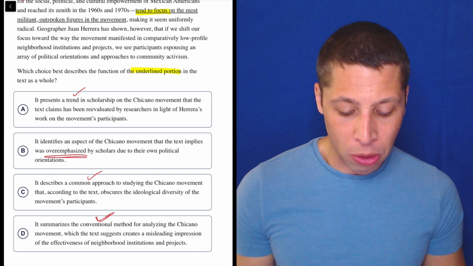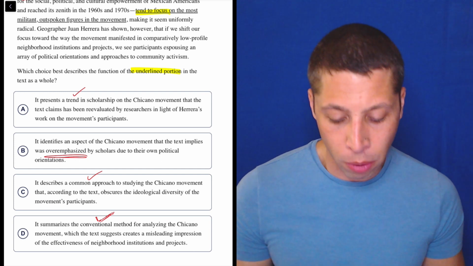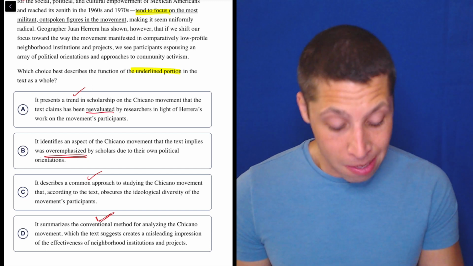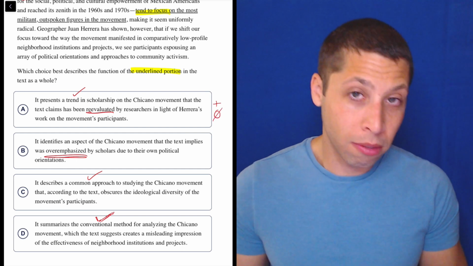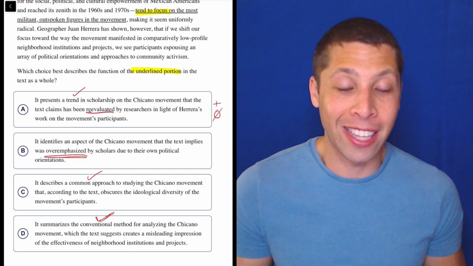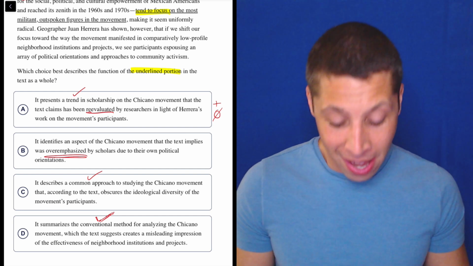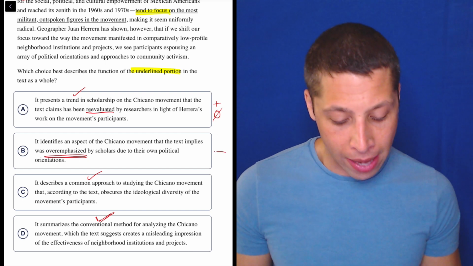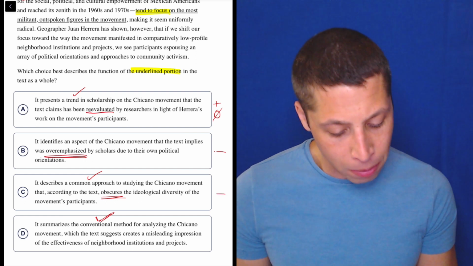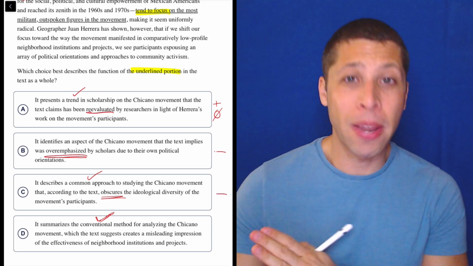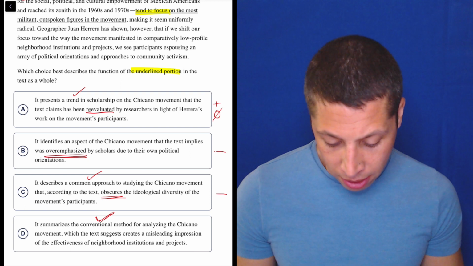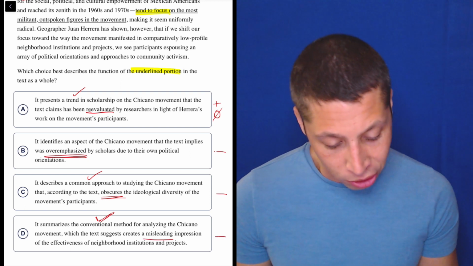But if we look at these choices a little bit more deeply, we start to see some sort of connotations, right? So A, it presents a trend that has been reevaluated. So maybe that's a positive or neutral tone, right? It's just reevaluated. It doesn't mean that it was wrong necessarily. It's just, I don't know, we're looking at it again. B, though, overemphasized, definitely has that negative aspect. C, we have obscures the ideological diversity of the movement's participants. If something is obscured, it's hidden, it's kept out of view. So that sounds bad. It sounds like we're ignoring something. And then D, it summarizes the method, which the text creates a misleading impression.